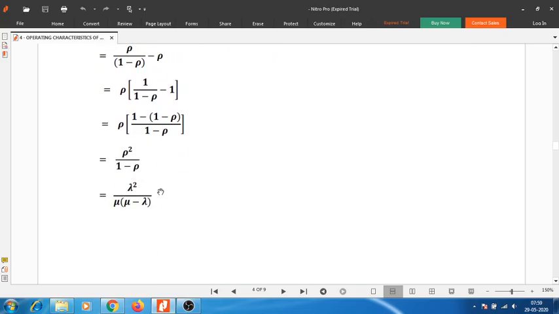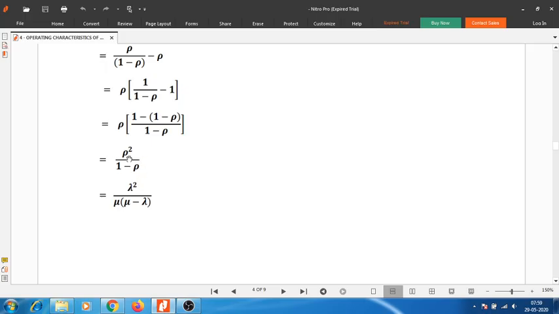Agreed? Right. Now by taking the LCM, taking rho common and taking the LCM 1 minus rho. After the simplification, you will get 1 minus 1 minus rho; minus 1 plus 1 cancel, negative into negative becomes positive, so rho into rho multiplied is rho square by 1 minus rho. What is rho? Lambda by mu.